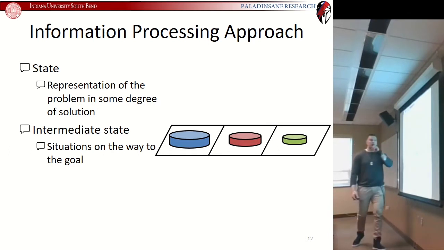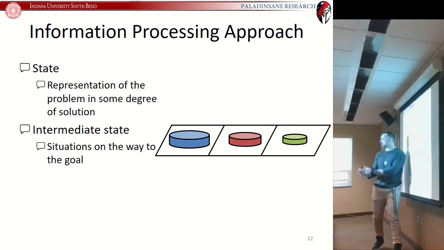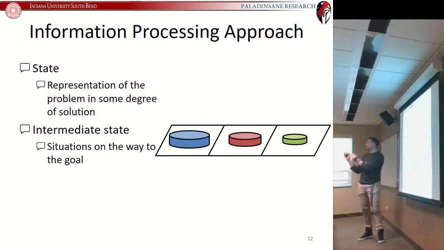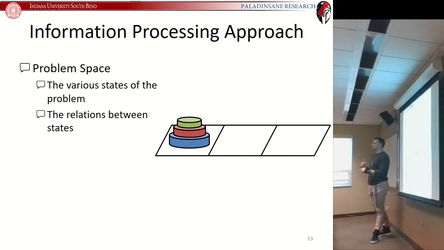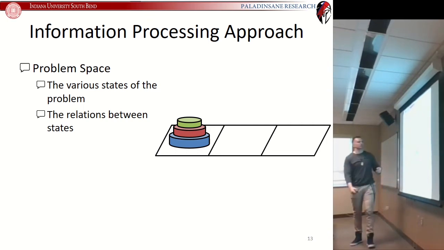So for the Tower of Hanoi problem, this is when you have the disks spread out. You aren't at the start state, you aren't finished, you're somewhere in between, you're at an intermediate state. And then there was the idea of the problem space, which is a visual representation of the states and how you can get from one state in the problem to another state. So it's the various states and the relations between them.